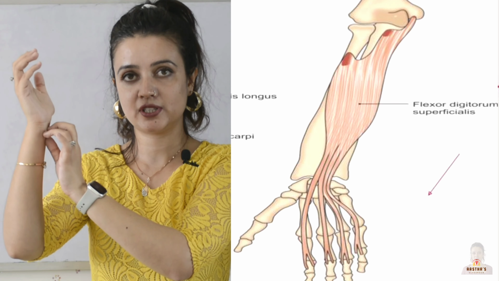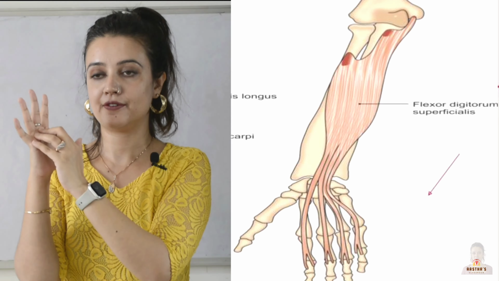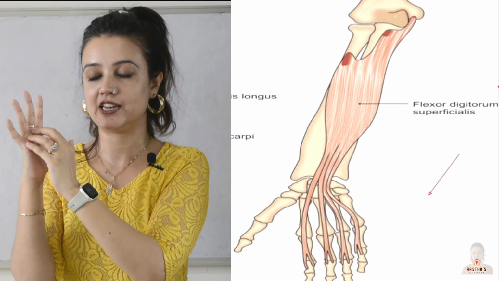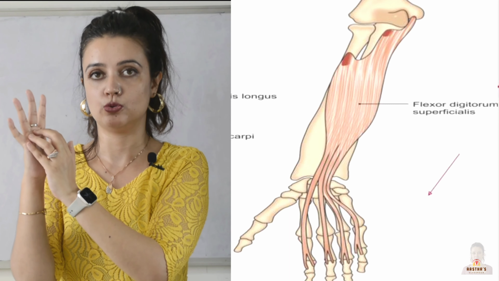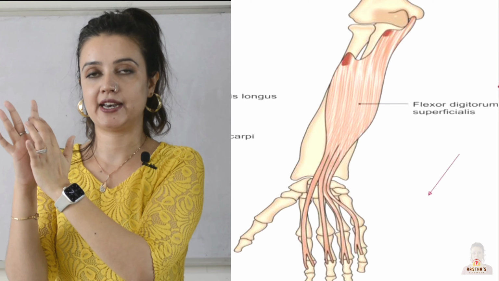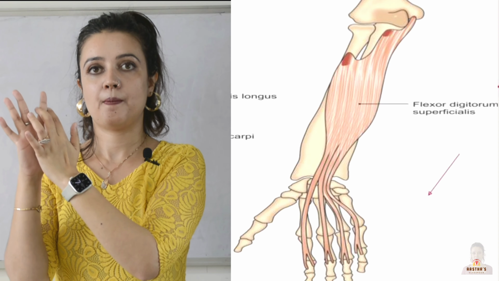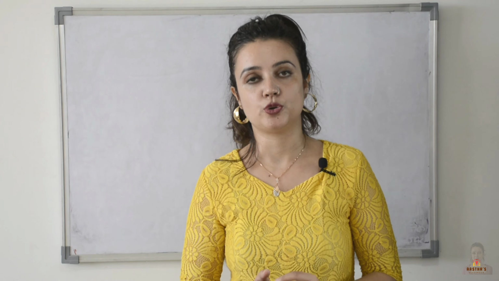Before crossing the wrist joint, it divides into 4 tendons. After it reaches the metacarpophalangeal joint, each tendon further divides into 2, runs laterally and gets inserted in the base of the middle phalanx. The insertion of this muscle I will again explain with a diagram when I am talking about flexor digitorum profundus.